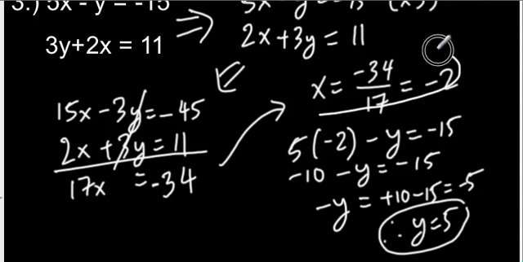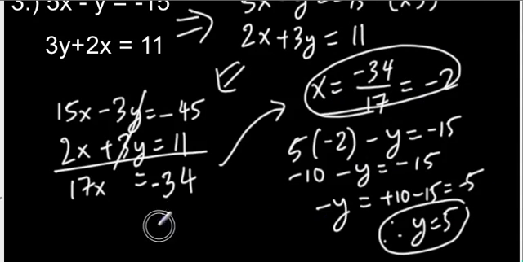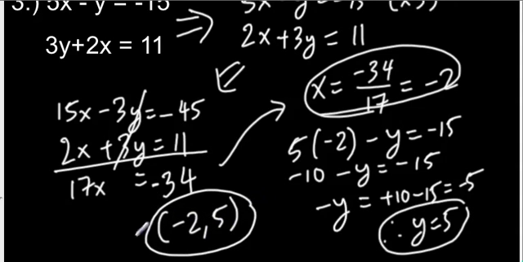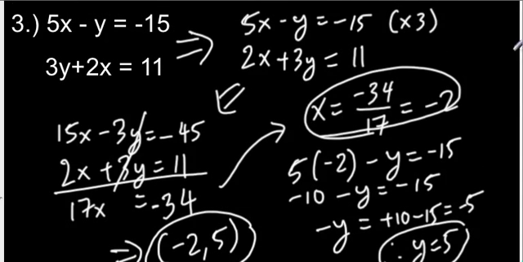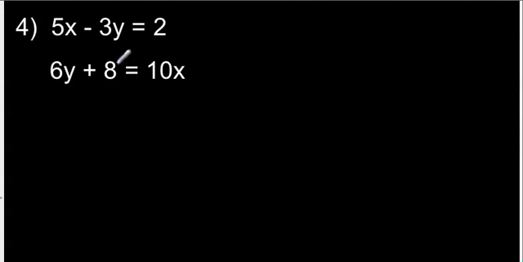So what do I have? I have the x right here. I have the y right here. So it's negative 2, comma 5. And this is my answer. I hope that makes sense. All right, so let's move to the next one.